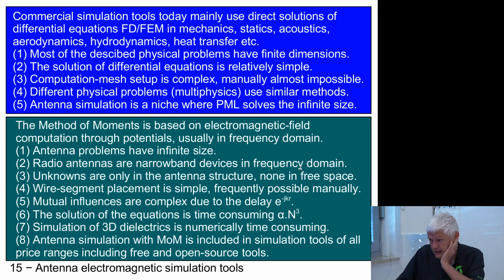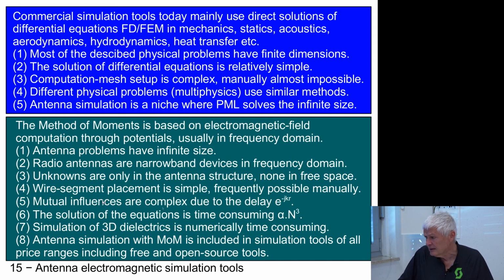Working in the frequency domain, radio antennas are usually narrowband, so it makes sense to work in the frequency domain. Calculating just for one single frequency, we already know a lot about this antenna. A wire segment is simple. For many antennas, it is practically possible to hand write the geometry of our problem, hand describe it. We don't need a computer, and we will try to do this next hour. You will see that it's rather simple to do this.